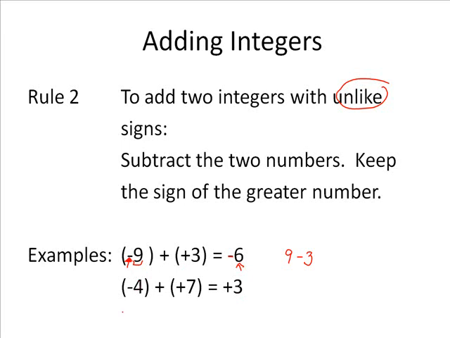In the next example, negative 4 plus positive 7, I'm going to do the same thing. The larger digit is 7, and it has a plus sign, so my answer is going to be positive. Then, just do 7 minus 4 to get 3. My answer here is positive 3, or again, just write 3.